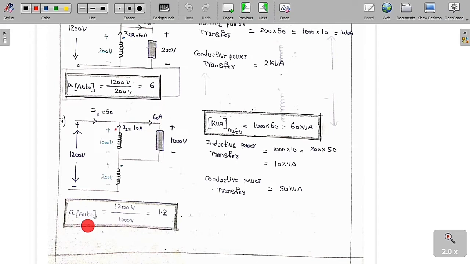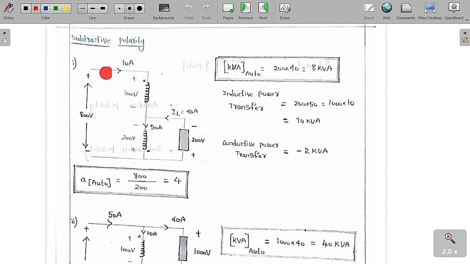So what is the auto transformer turns ratio? Higher voltage by lower voltage, or higher turns by lower turns, or lower current by higher current. So what is the higher voltage? 200 volt by lower voltage 1000 volt, you are going to get 1.2 as a turns ratio. So now we are going to go for the subtractive polarity and we will see what is going to happen.